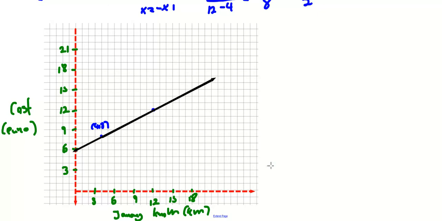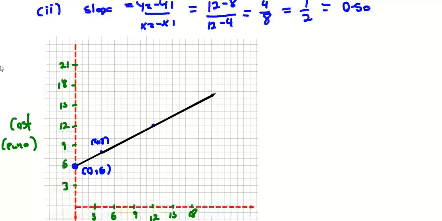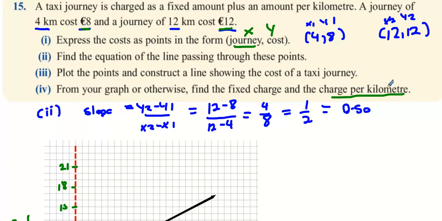So we can see that at 0 kilometers, when you travel no distance, it costs €6. So it must cost you €6 to get into the taxi. Fixed charge is €6. All right, guys, that's us done. Done and done. Happy days.